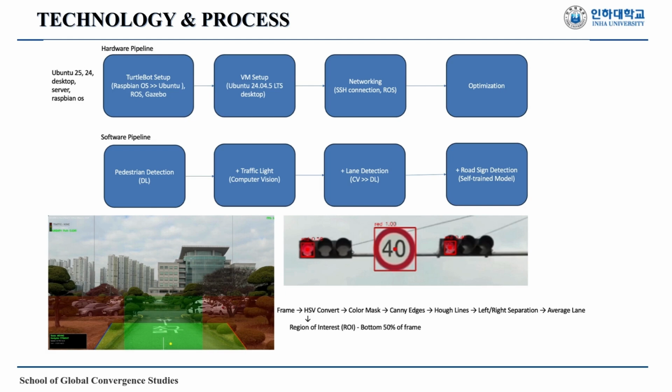This is the overall hardware and software pipeline using the Turtlebot setup with Raspberry Pi running Ubuntu. We also have a VM set up on our desktop, with the network connection over SSH, and we optimized it. For our software pipeline, we have pedestrian detection using a deep learning model, traffic light detection using the same model, and, as I said, lane detection using the Hough transform, and road sign detection with our trained models.